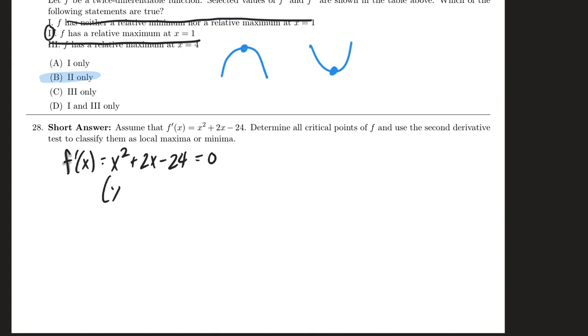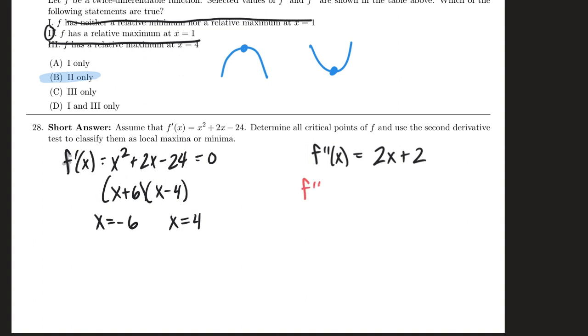Yeah, so I can do x plus 6 and x minus 4. We get a critical point at negative 6, a critical point at 4. Right. So now what I want to do is figure out the concavity at those points. So to figure out concavity, I have to take the second derivative, which is the derivative of the derivative. So that's going to be 2x plus 2. Right. I want to plug in negative 6 to figure out the concavity there.